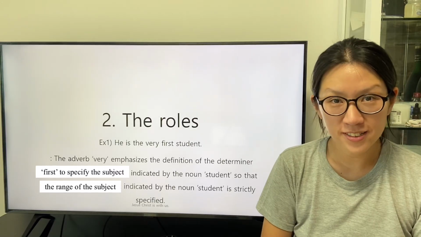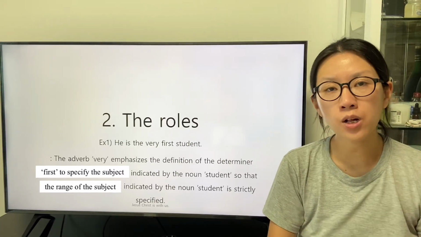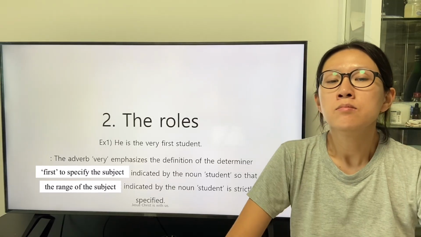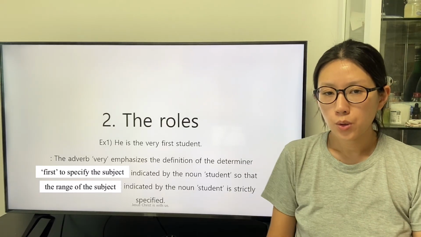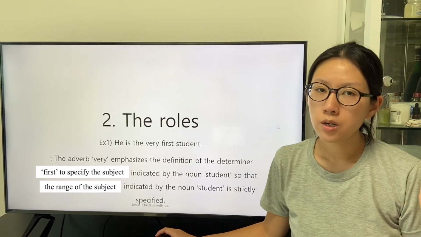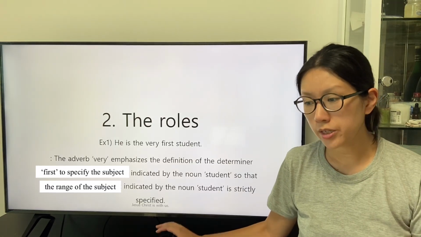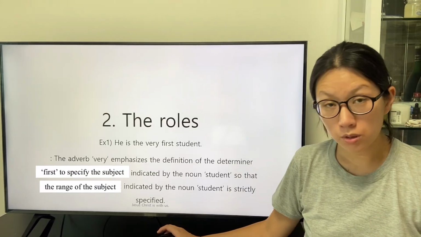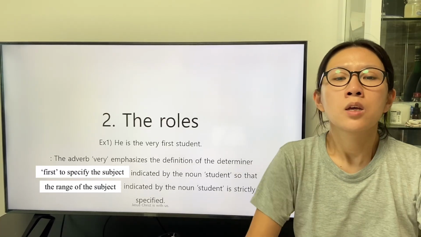Good afternoon. Today we will continue to study about an adverb. We will start this class from studying the roles of an adverb.